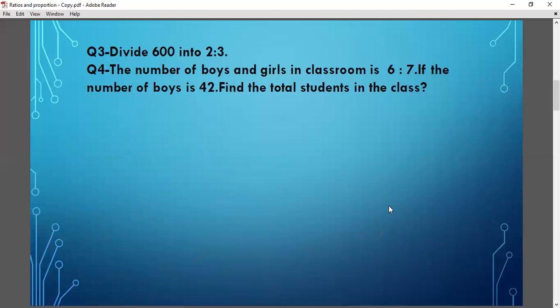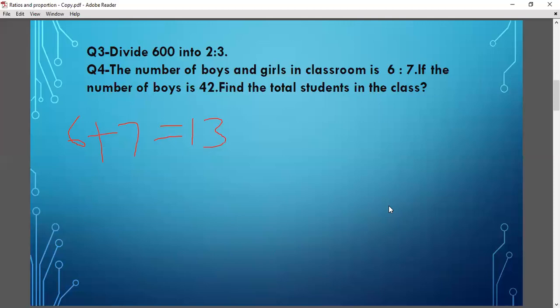The next question is, the number of boys and girls in a classroom is 6 is to 7. If the number of boys is 42, find the total students in the class. So now, first of all, you need to identify whether the total value is given or the part value is given. So in this particular question, they are asking you the total students. So the part value is given. So again, you will start your solution with the first step, that is adding the two ratios. So 6 plus 7, that is equals to 13.